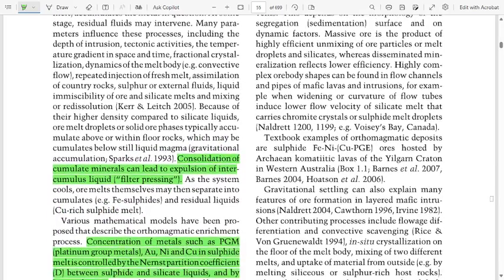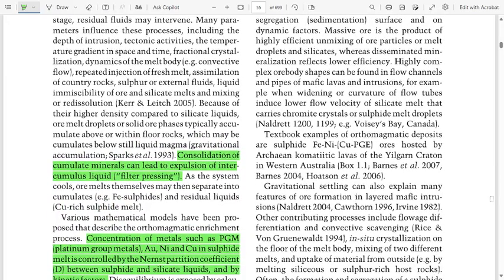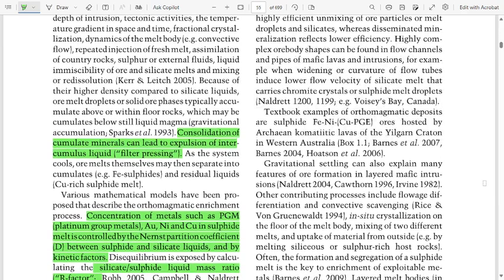Textbook examples of orthomagmatic deposits are sulfide iron, nickel, copper, PGE ores hosted by Archean komatiitic lavas of the Yilgarn Craton in Western Australia. Gravitational settling can also explain many features of ore formation in rare mafic intrusions. Other contributing processes include fluid differentiation and convective scavenging.